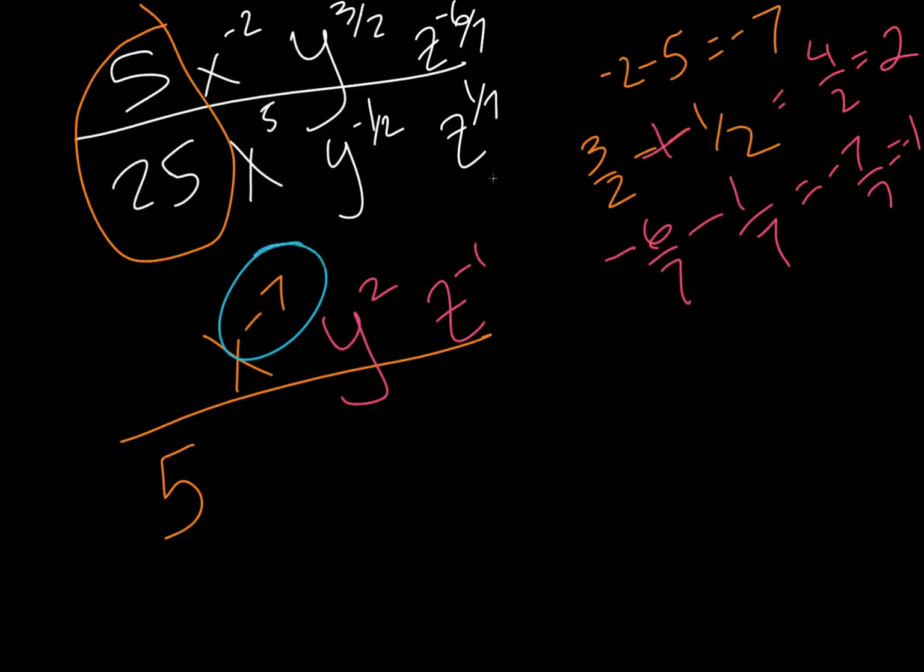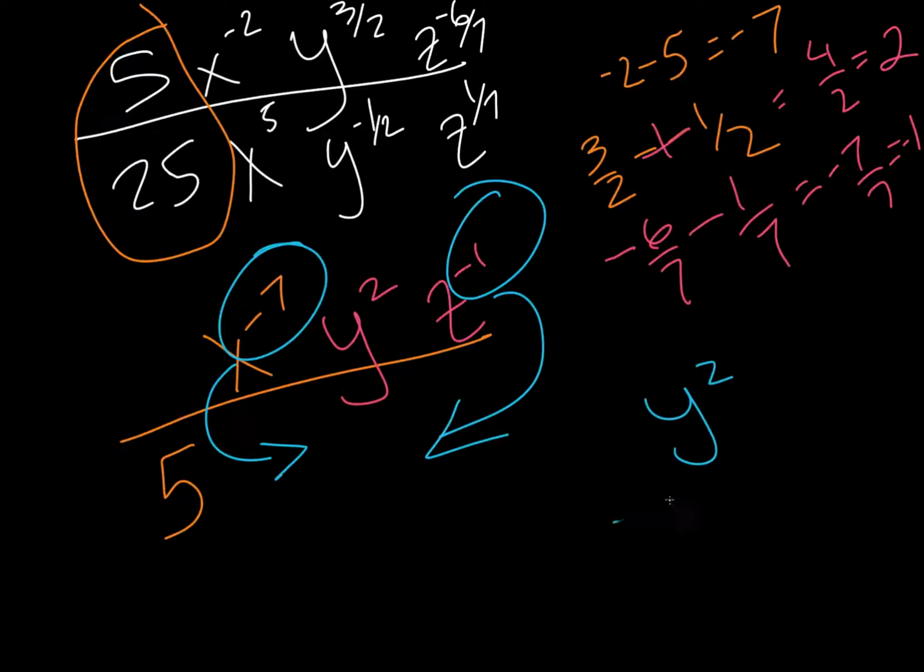Alright, we have 2 negative exponents, so both those need to move down to the bottom to become positive. So we still have our y squared on top, didn't move. We still have our 5 on bottom. But now we have an x to the 7, and we have a z to the 1, but since 1 is redundant, I'm not going to write it.